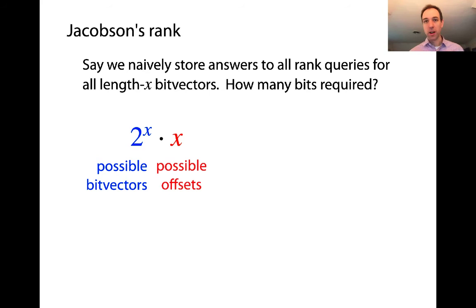So that's x more answers. And then, of course, we need to be able to write down the answer in our table. So we need the number of bits to store our answer. That's going to be log of the number of bits in our bit vector. So that's log x. So if we really want to store a lookup table that has the answers to every possible rank query, well, there are 2 to the x times x such answers, and each of them requires log x bits to write down.